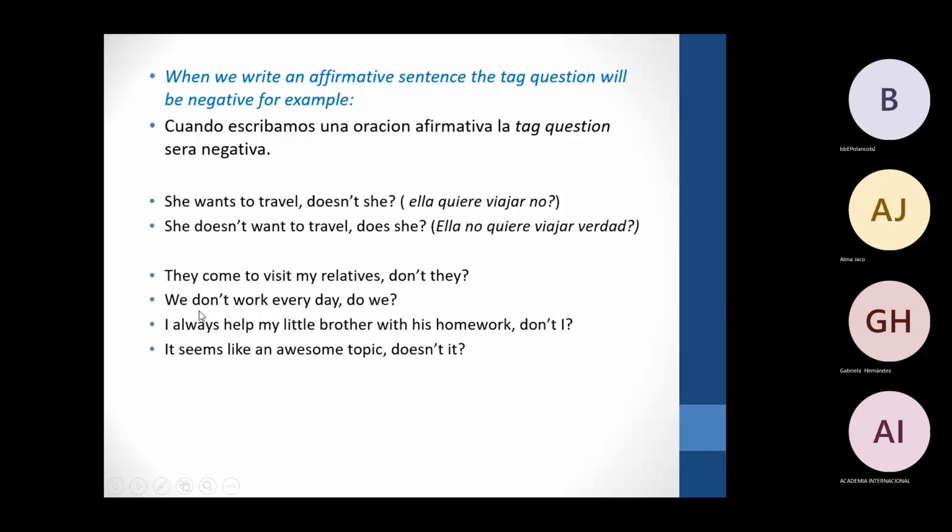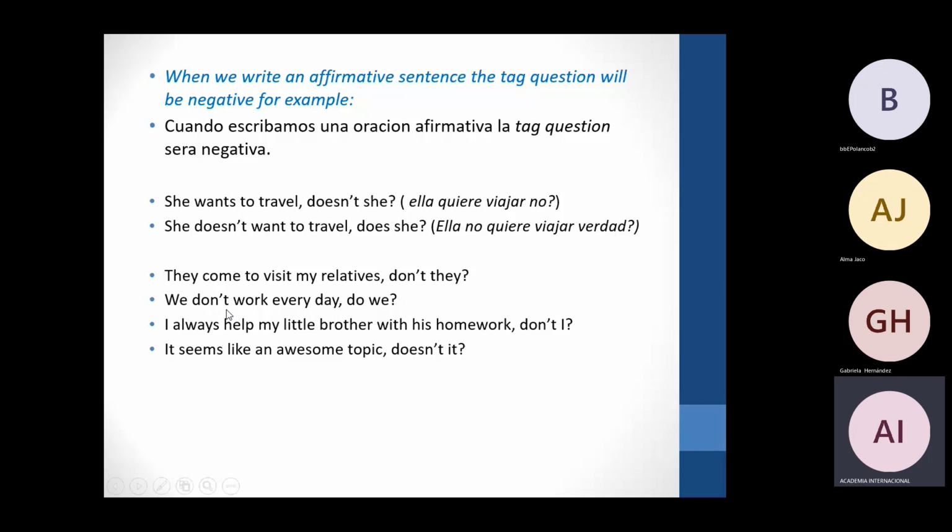Ahora, we don't work every day, do we? And sounds a little bit weird, but it is correct. We don't work every day, do we? And that's it. Very easy. Can be confused, but when we learn it, can be a little bit easy to use it. Puede ser un poco fácil de usarlo cuando ya lo entendemos.